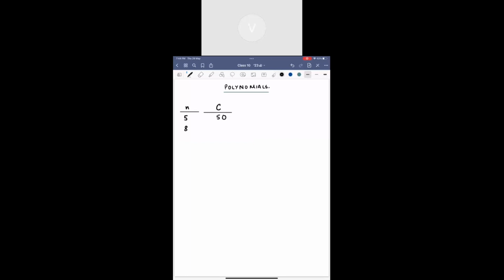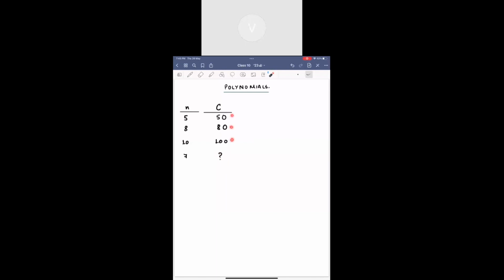If I bought 8 chocolates, it cost me rupees 80 from the same shop. Okay, so everything is happening in the same shop. And if I bought, say, 10 chocolates, it cost me rupees 100. Tell me, if I buy 7 chocolates, what will be the total cost? 70. It'll be 70, correct? Very easy to answer.